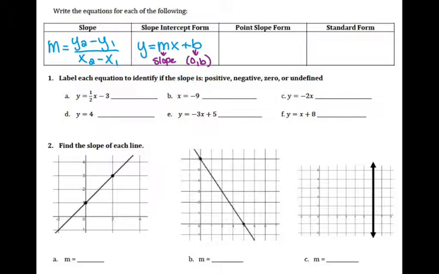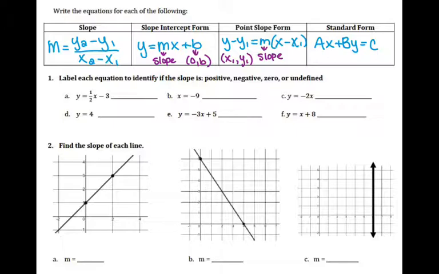Point-slope form is another way to write linear equations. So I have y minus y1 equals m times (x minus x1), where once again m is your slope and the point (x1, y1) is any point that is on the line. And standard form is ax plus by equals c, and we usually use standard form when we're graphing with intercepts as well as when we're working through some of the applications.